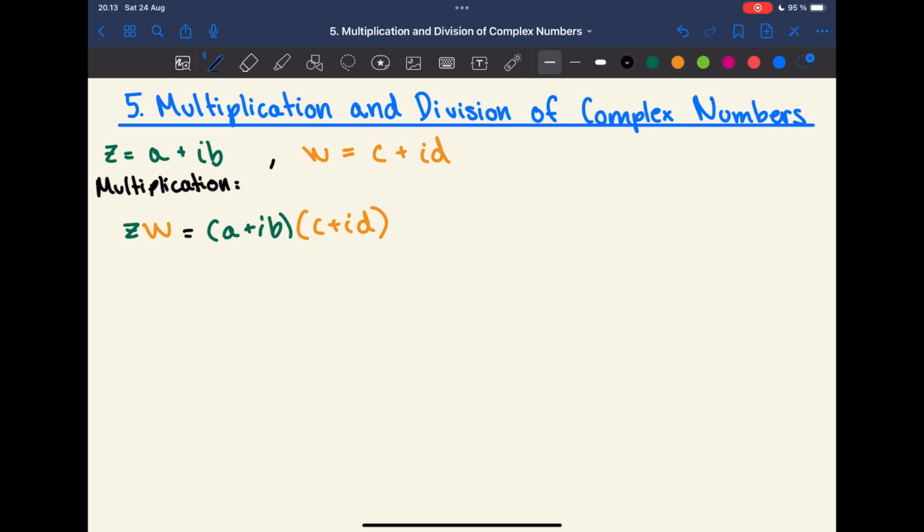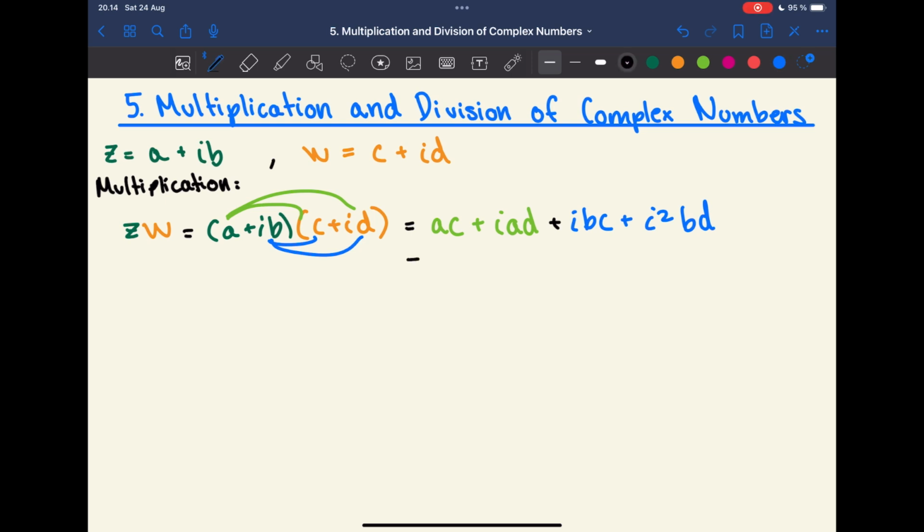We saw in the last video, all we really had to do was take a and multiply that with c, and a and multiply that with id. And at the same time, we also had to do ib times c and ib times id. So if we do that, we would get a times c plus i times ad. But at the same time, we would also get ib times c, so that would be i times bc, plus, well, we would get i squared, and then we would have b times d.